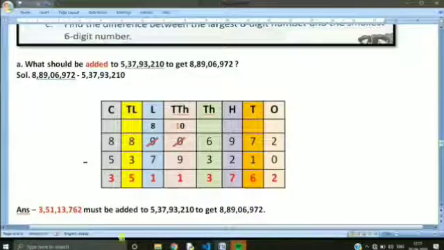So the answer will be 3 crore 51 lakh 13,762 must be added to 5 crore 37 lakh 93,210 to get 8 crore 89 lakh 6,972. So this is our required answer. By adding this number to the given number, we'll be getting the final answer.